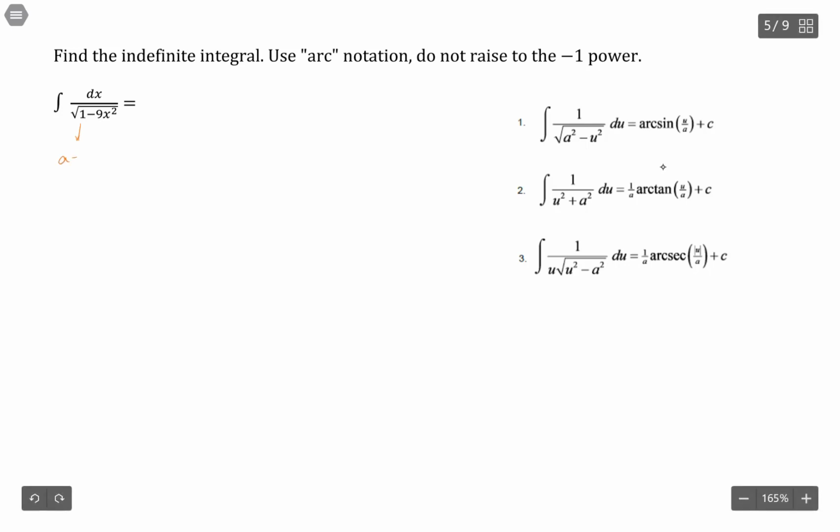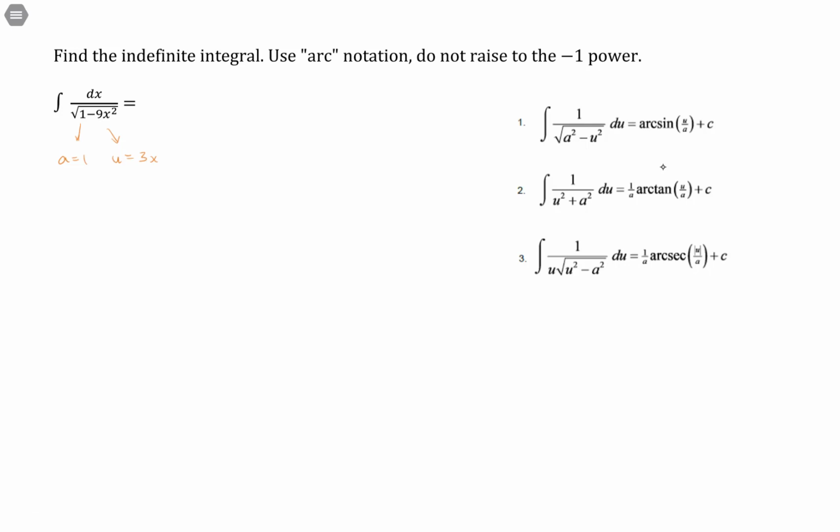So that means a is the square root of that, so also just 1. U squared is 9x squared. So that means u is the square root, which is 3x.